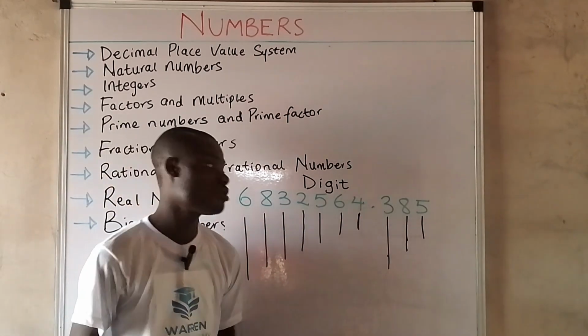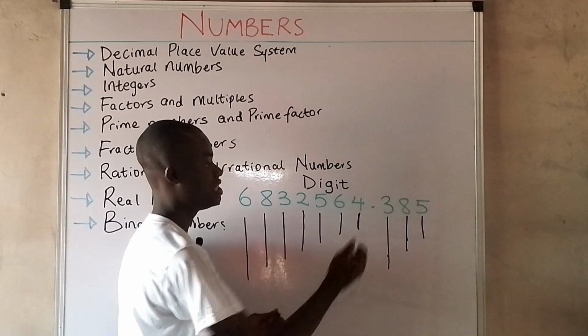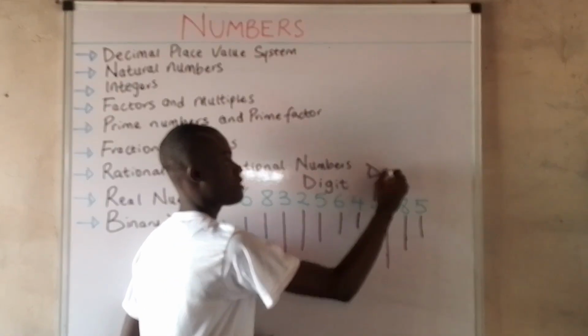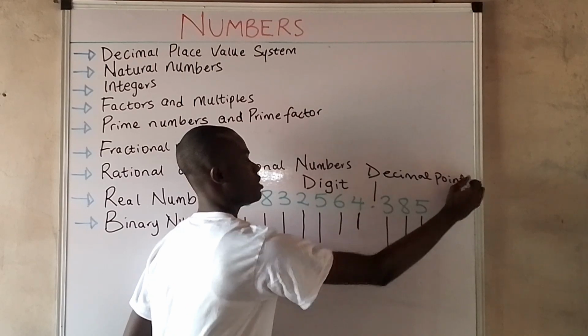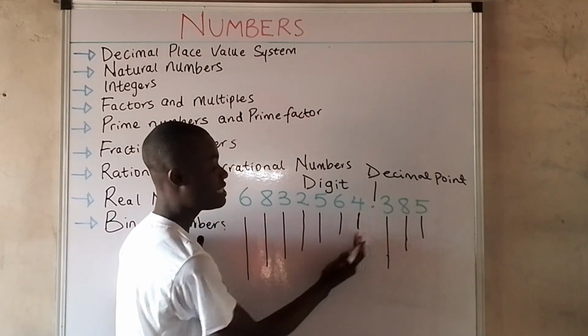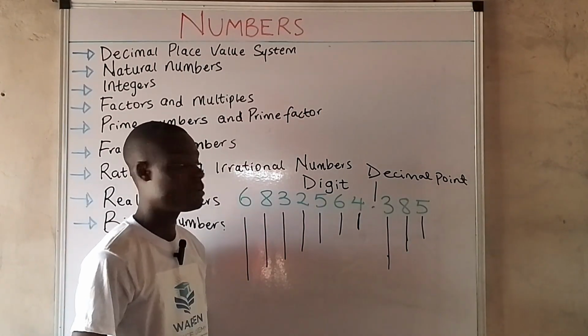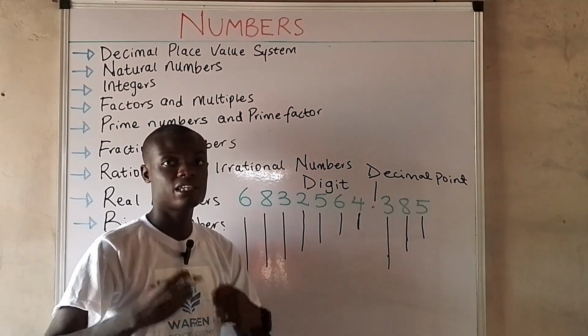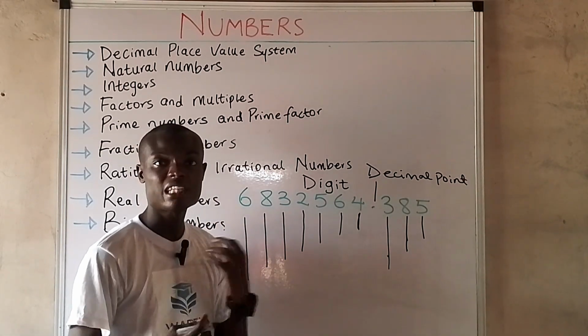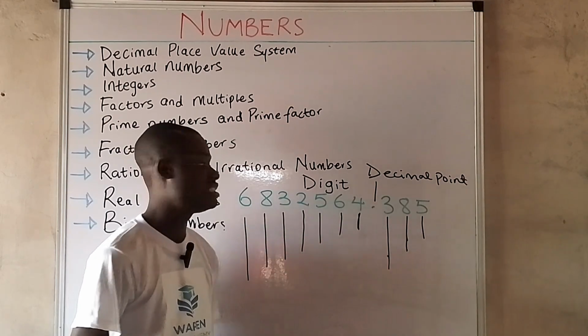Now, when we are given a decimal number, there's a decimal point. This point is called the decimal point. From our decimal point towards the left, we have the whole numbers, while from our decimal point towards the right, we have the decimal numbers. So let's look at the place values of each of these digits.